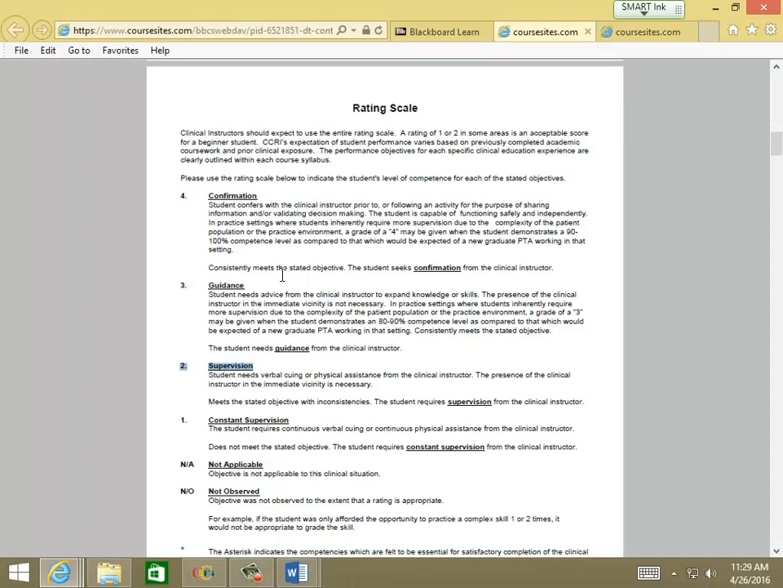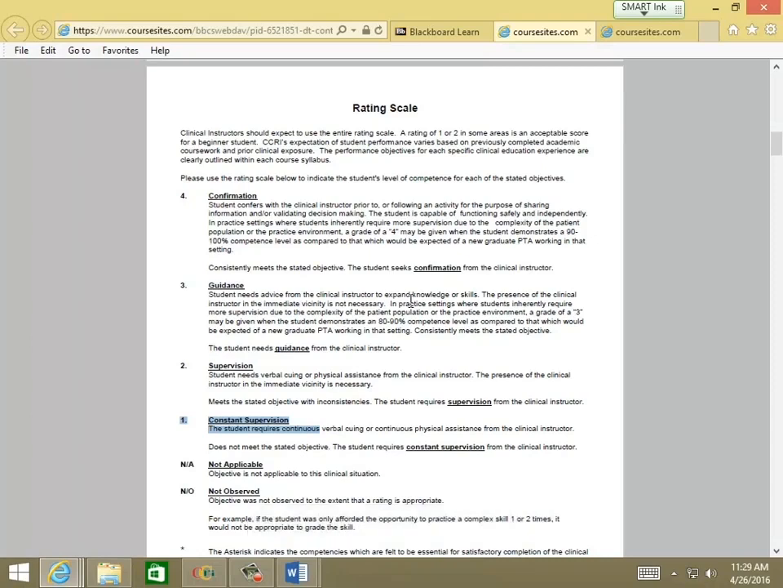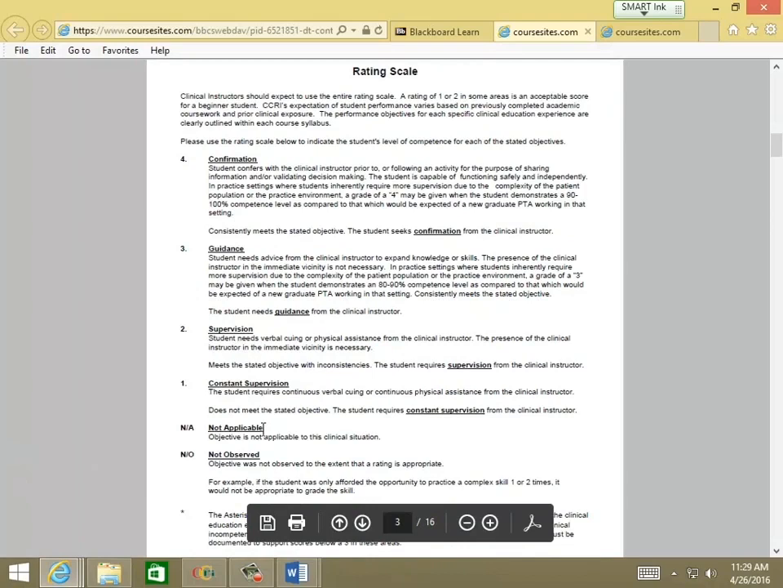And in just a minute, we're going to go over what the actual expected performance levels are for the various grading criteria. A grade of a 1 means the student needs constant supervision. So they need continuous verbal cueing or physical assistance from the CI throughout the course of the treatment. I'd like to spend a minute looking at these other 2 scores at the bottom of the page here, not applicable and not observed.